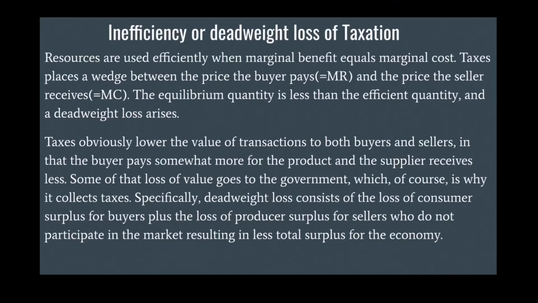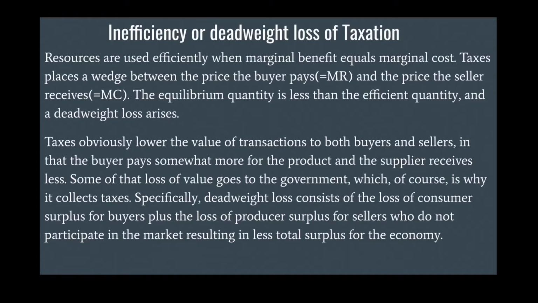Inefficiency and deadweight loss of taxation. Resources are used efficiently when marginal benefit equals marginal cost. Taxes place a wedge between the price the buyer pays, that is marginal benefit, and the price the seller receives, that is marginal cost. The equilibrium quantity is less than the efficient quantity and a deadweight loss arises.